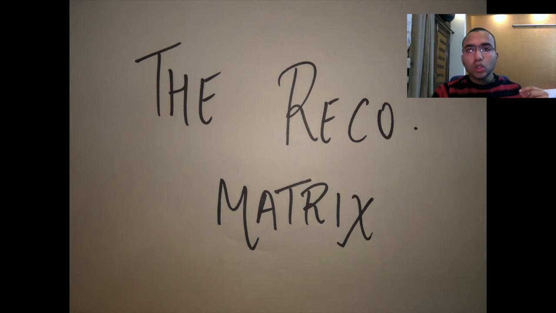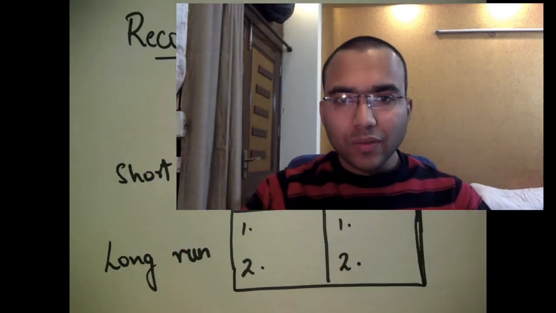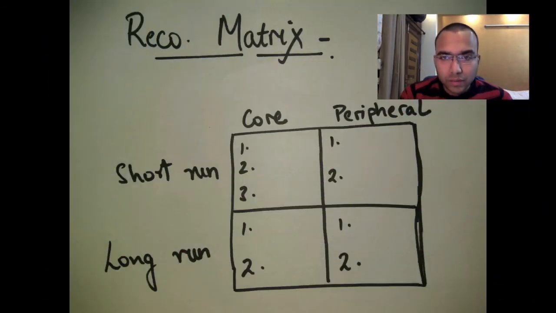All right. So now let's get to the recommendation matrix. As you can see, it's a simple 2x2 matrix, and on the y-axis I have short run and long run, and on the x-axis I have the core and the peripheral. Usually when we are solving the case, we end up restricting ourselves to the top left corner, which is core short run.